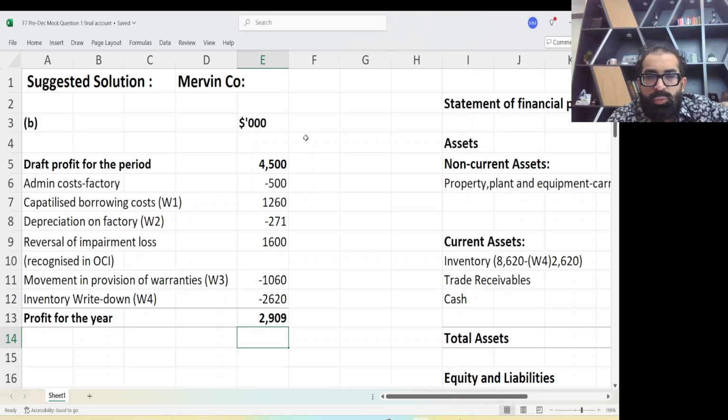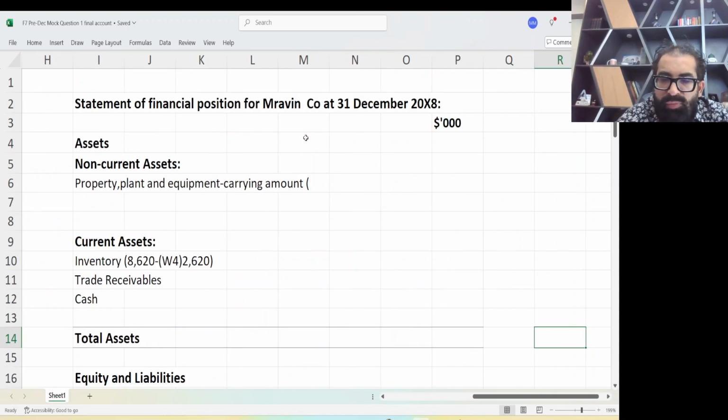Okay, now let's do this. Profit will definitely go in the retained earnings. Now let's do the SOFP. For the SOFP, you must have a little brain. Wait, let me do the property, plant and equipment first.